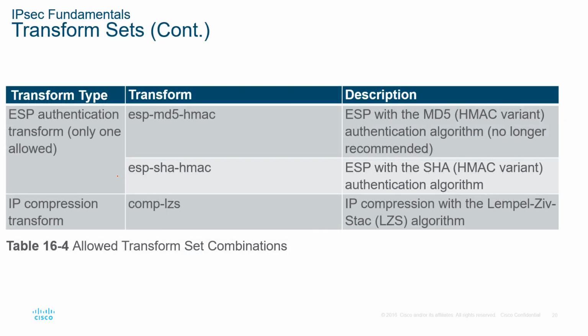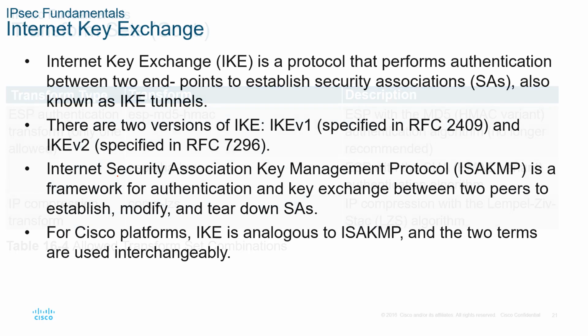If we want to do our ESP authentication transform, again, you're going to choose either ESP-MD5 or ESP-SHA. You're going to choose one or the other. If we're doing some form of compression, we could also do comp-lzs. So that brings us back to our Diffie-Hellman, our key exchange, our IKE.